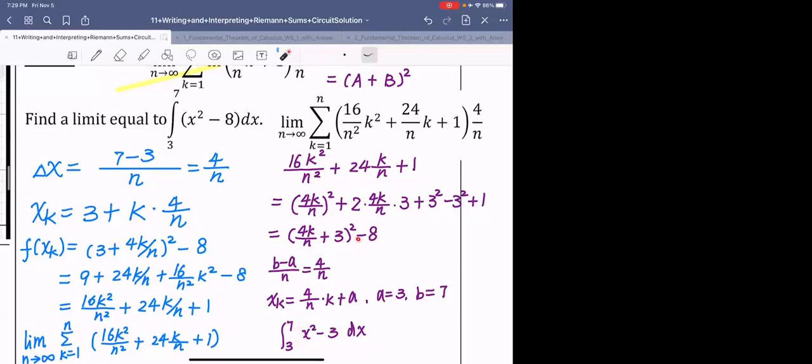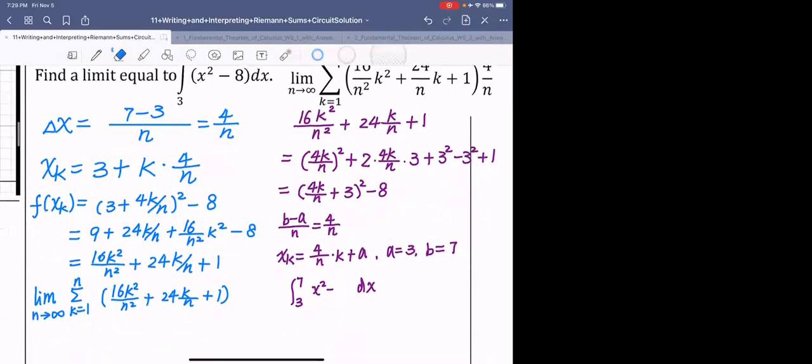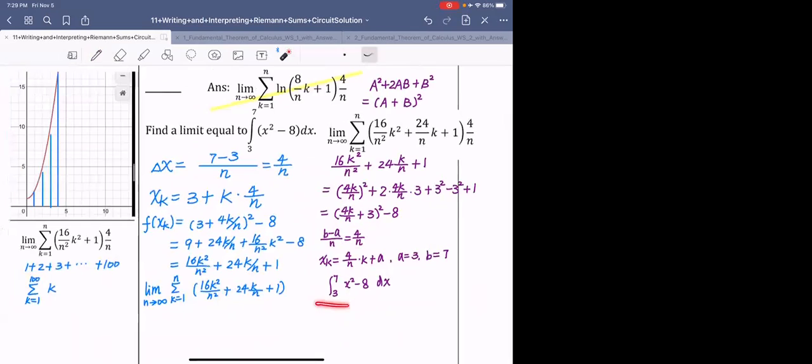And this x squared minus 3. Oh, hold on. Minus 8. This is x squared minus 8. I have a typo. This is my x squared. Yes? Makes sense now?